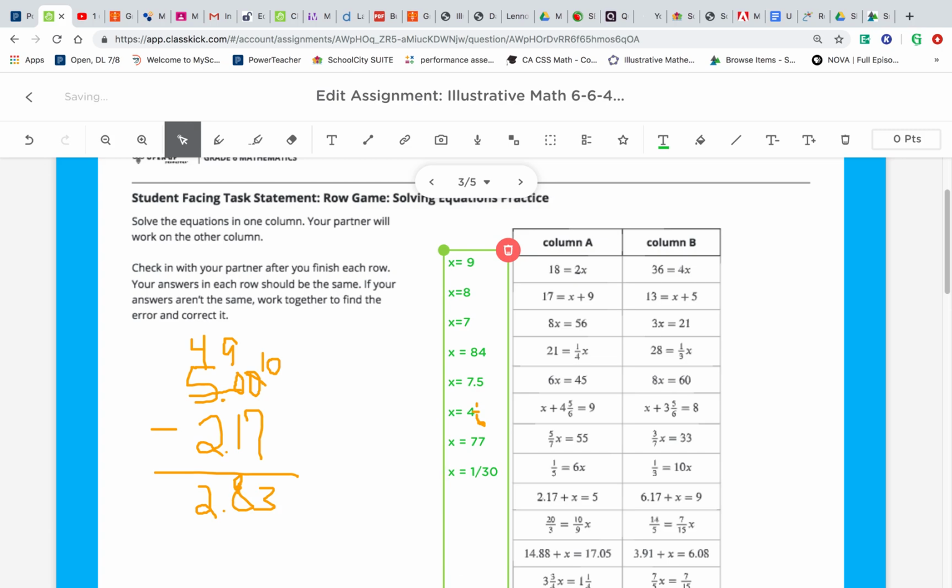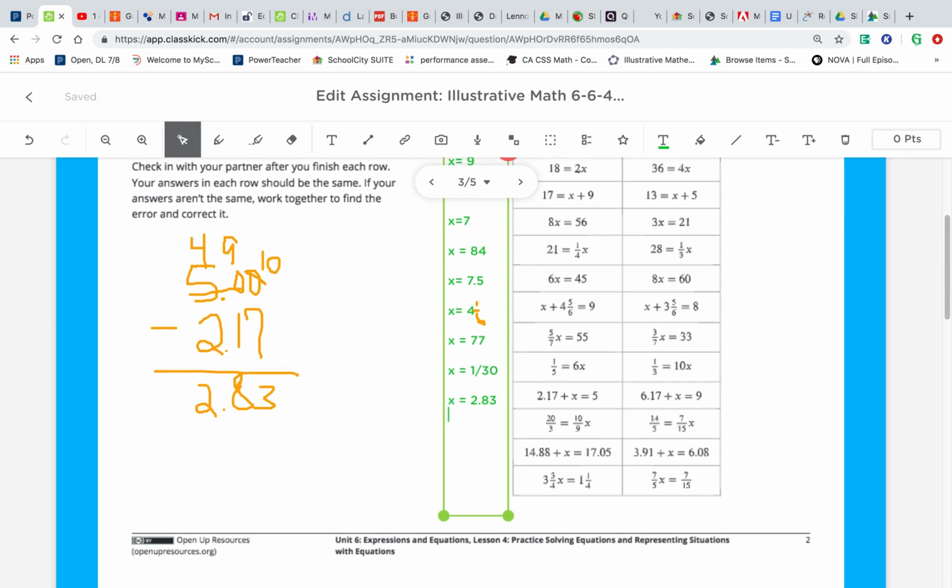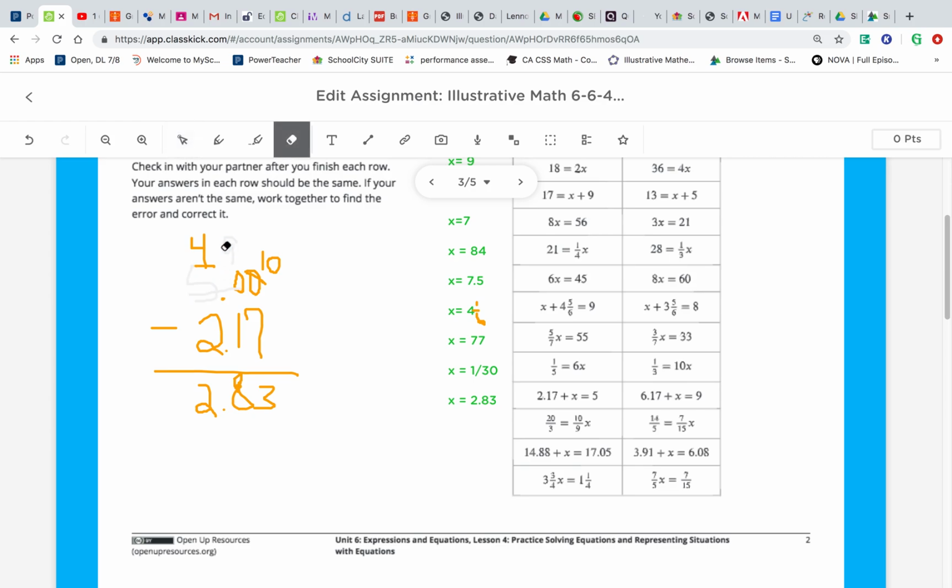All right, so x equals 2.83. All right, a couple more to go. So we have here 20 over 3 equals 10 ninths x, or 14 over 5 equals 7/15 x. We know already we're going to get the same answer, right? So we want to think about how we are going to go about doing that. And so what we need to do is here we need to divide by 10 ninths. Here we need to divide by 7/15.